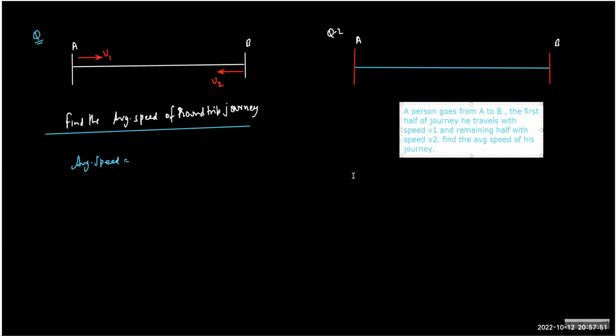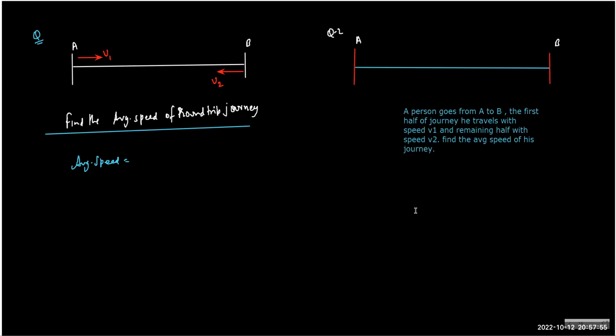Tell me guys, it's the same answer, same question. Instead of going back, you travel half with some v1, then the next half with v2, and your journey is over. What will be your approach? You can choose the first half as x, the other half is also x. Then the total distance is 2x, and the time will be x by v1 plus x by v2. Am I right? Can we consider the total distance as x and the first half as x by 2? Yes, you can do that also. You can do anything, that's totally okay. I choose something which is easy to write out.